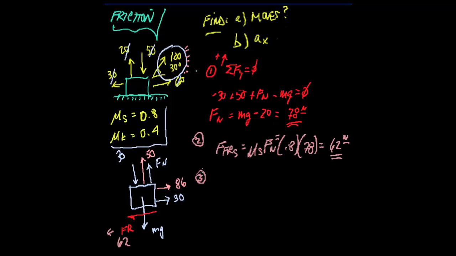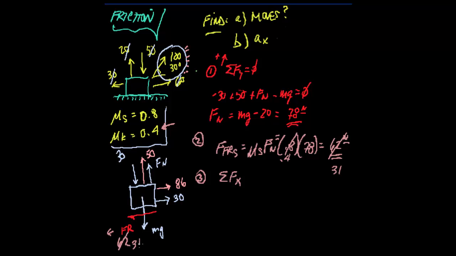Alright, step 3, I'm going to look in the x direction and sum forces. Now, if we look at this, 86 and 30 is 116 to the right. Friction only pulls back with 62. It is definitely going to move. If it's going to move, we have to switch over and look at the coefficient of friction, or friction, in the kinetic. So I have to get rid of that and actually put in 0.4. That's going to cut that in half to 31.